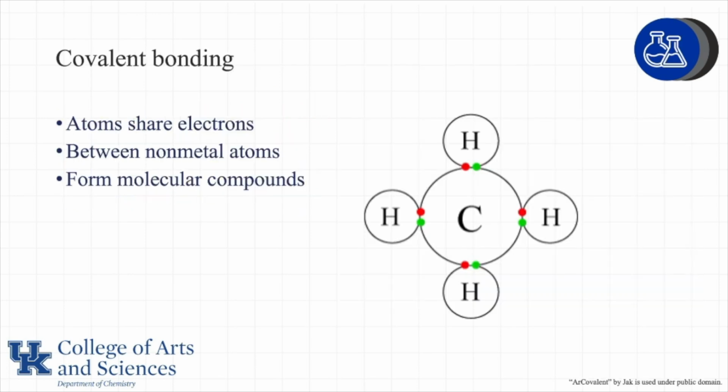Covalent bonds are formed when atoms are sharing electrons between two atoms. And this always occurs between nonmetal atoms, and we say these form molecular compounds. In this case, we have carbon and hydrogen, which are both nonmetals. Remember, hydrogen's on the left side, but it's kind of an outlier over there. It's really a nonmetal, and they will share the electrons to form that bond.